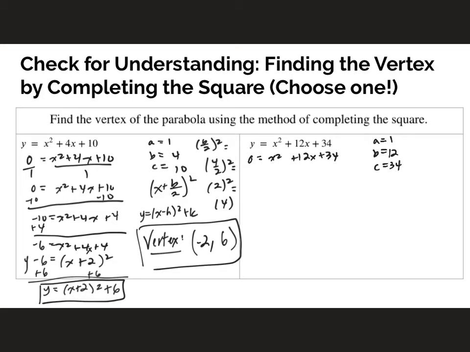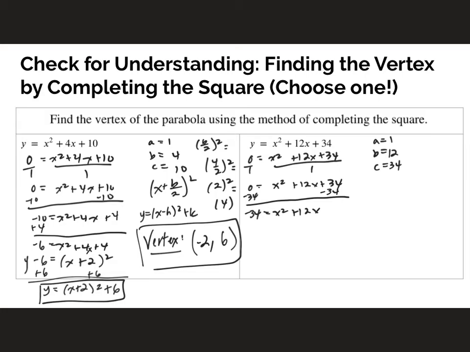First thing, I'm going to just divide everything by my a value. So I'm just going to divide everything by 1. And I end up with the same equation. And then I want to get rid of the c value over here by subtracting 34 on both sides. So I end up with negative 34 equals x squared plus 12x.